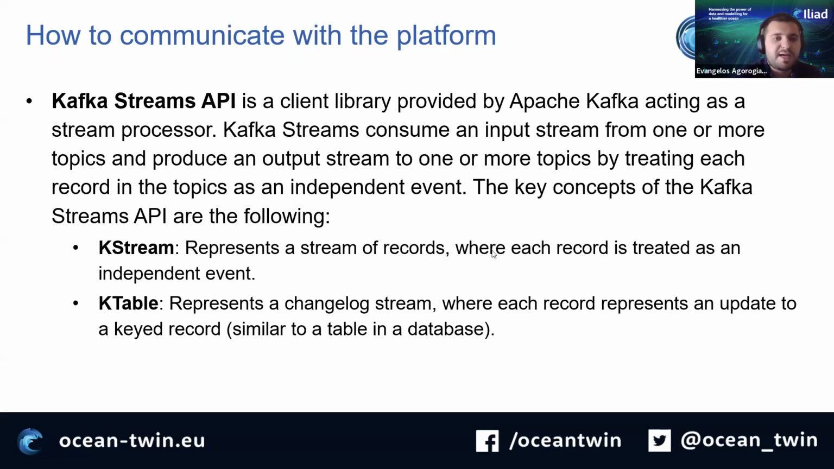We have the Kafka Streams API in order to integrate with the platform through the integration layer, which is a client library provided by Apache Kafka and can act as a stream processor. It has two key concepts: the KStreams, which represent the stream of records, where each record is written as an independent event. Those Kafka streams can consume some topics as input streams, perform some transformations, and then send the results to an output stream to one or multiple topics.